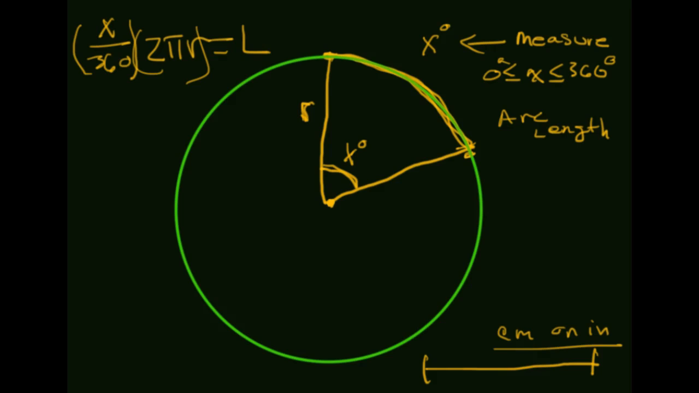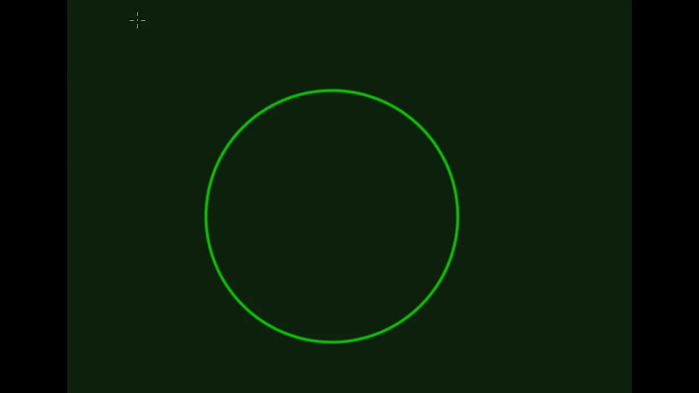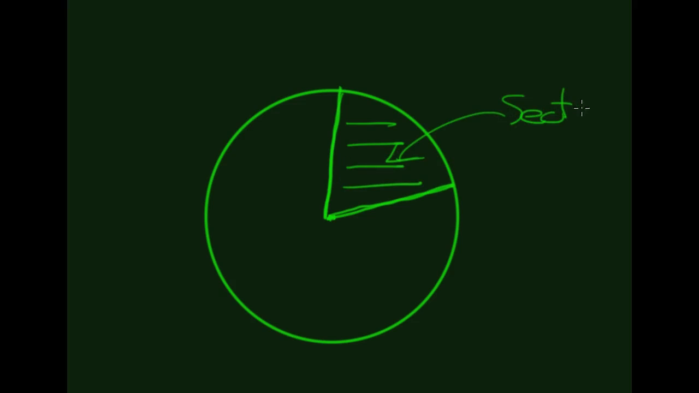Now let's look at area of a sector. Okay, so let's get another circle here, right? And if I find the center of that circle, and I connect this with a couple of radii, right? I've now cut off part of the circle, and this region here is what's called a sector.